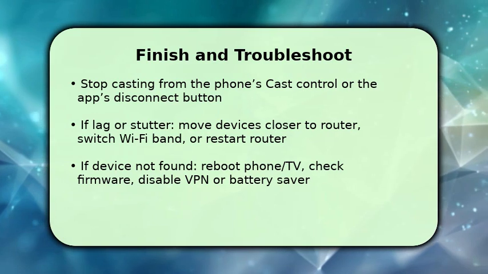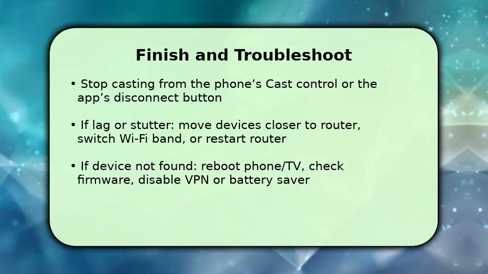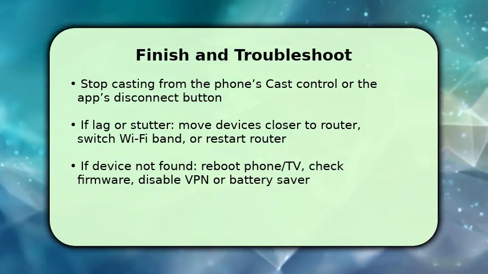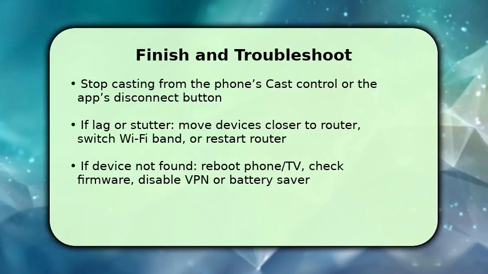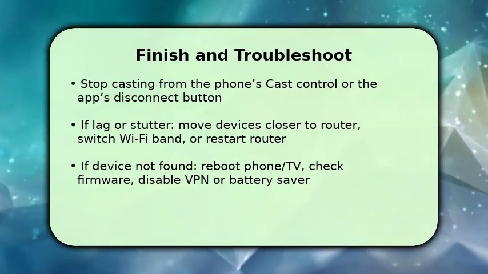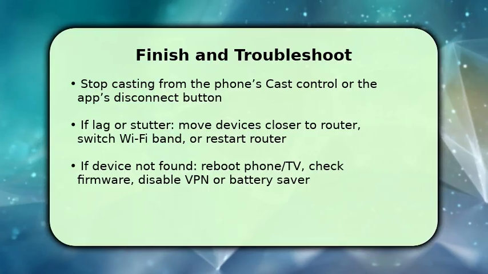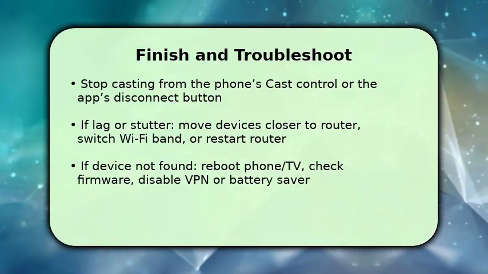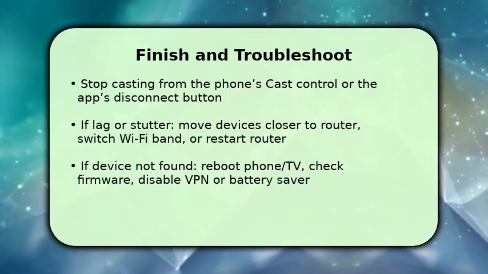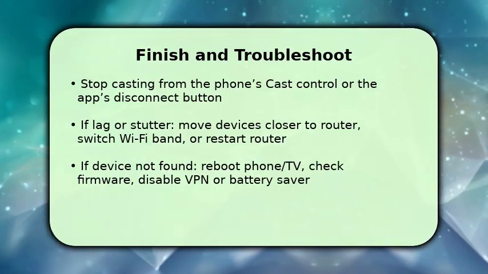If you experience lag, make sure both devices are closer to the router, try the other Wi-Fi band, or reboot the router to clear congestion. If the TV never appears, reboot phone and TV, check for firmware updates, and temporarily disable VPN or battery saver modes. These commonly block discovery.